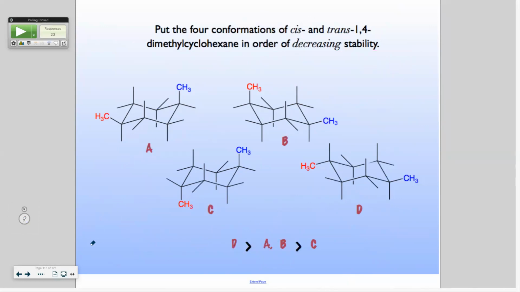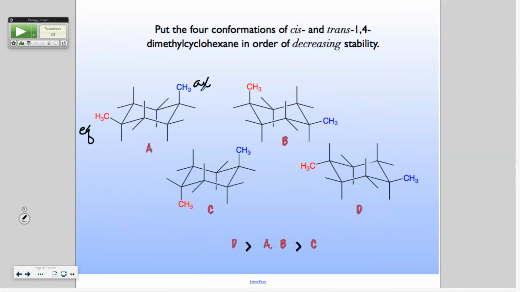Okay, so look at A. Which one is that one? What are the two methyls? They're cis. And this one is equatorial, and this one is axial. Okay, so go back to your slide. Which one is that? Is that the first one or the second one?